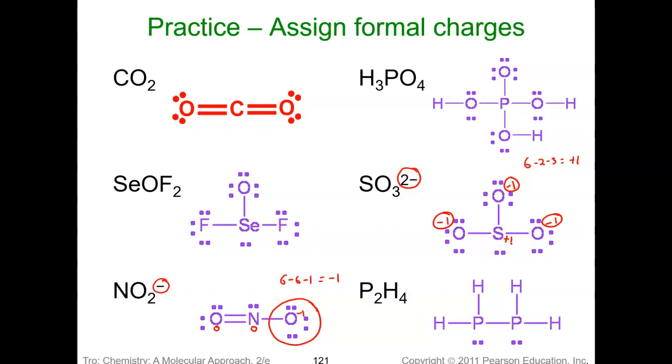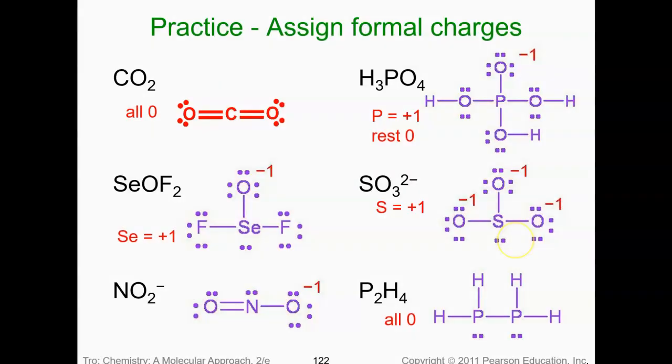Okay, remember they need to add up to negative 2. Well, negative 1 plus negative 1 plus negative 1 is negative 3, plus 1 is indeed negative 2. So those are our formal charges. And the rest of those we can do at a later time. But formal charges is pretty fast once you get them. A little weird at the beginning, but they're not so bad.